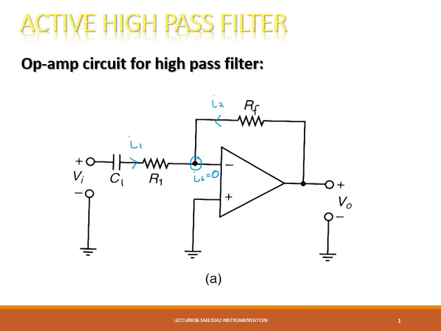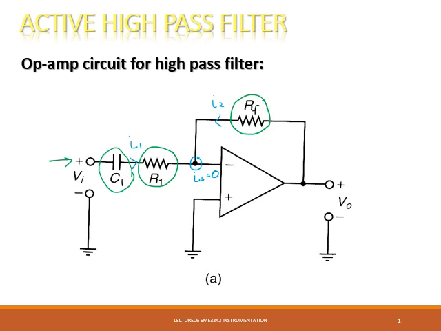Hi again. Now we're going to discuss the active high pass filter. So this is the circuit for the active high pass filter. Notice the difference between the active low pass filter and the active high pass filter is the location of the capacitor. For the active high pass filter, the capacitor is at the input side. We still have R1 as the input resistance, and we also have the feedback resistance.